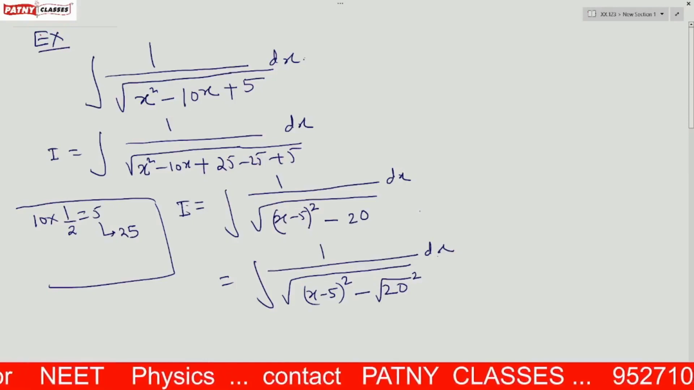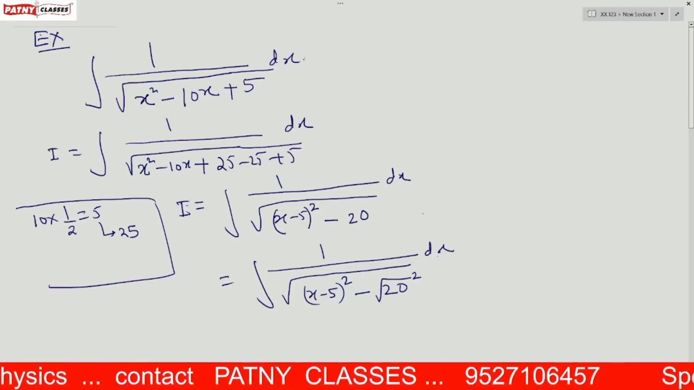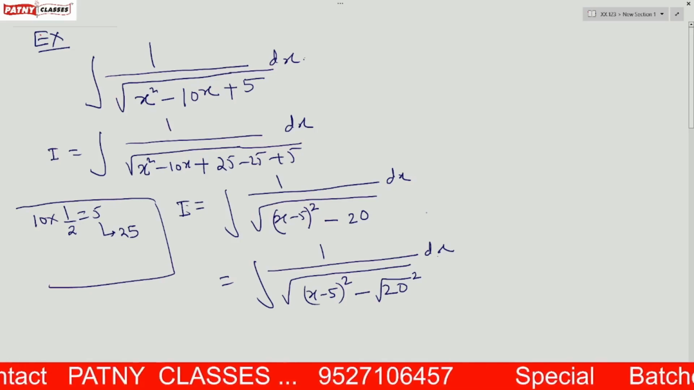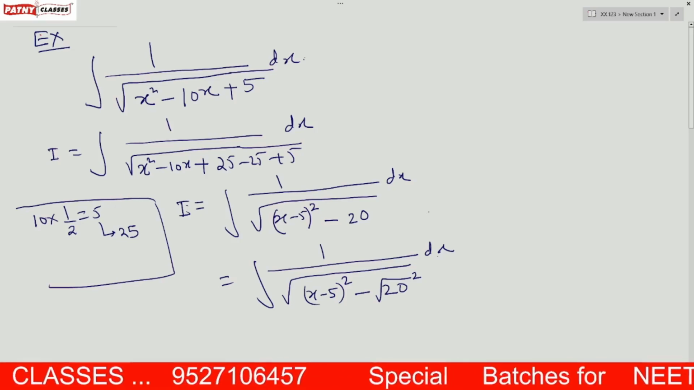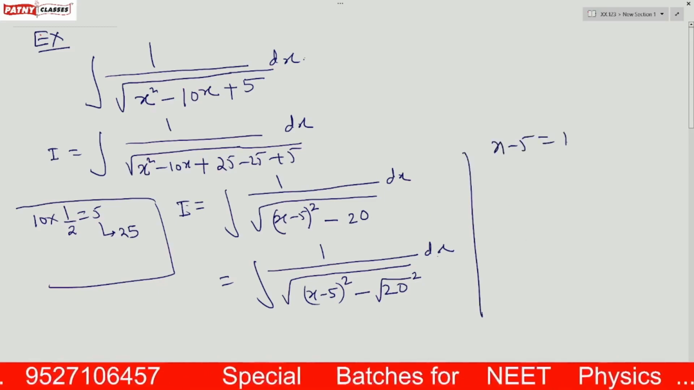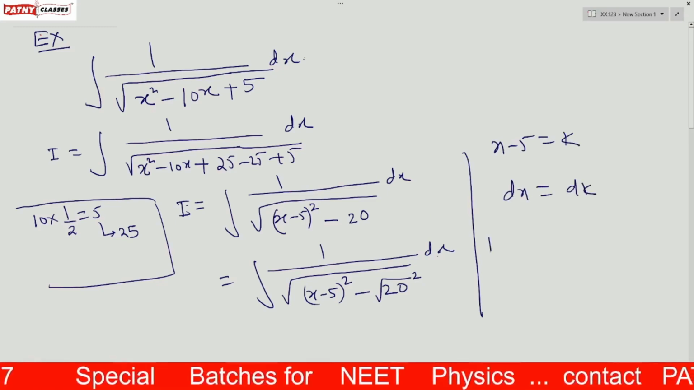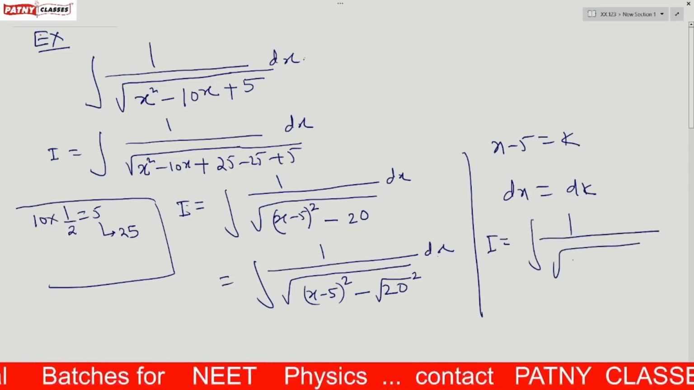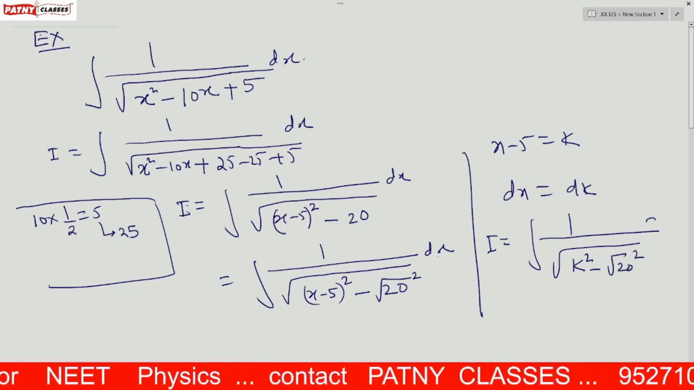We convert it into perfect square form, that is I equals to 1 upon under root of (x minus 5) whole square minus 20. Minus 20 can be written as root 20 square. Now to convert into the standard form, put x minus 5 equals to k, therefore dx equals to dk. We get I equals to 1 upon under root of k square minus root 20 square with respect to k.